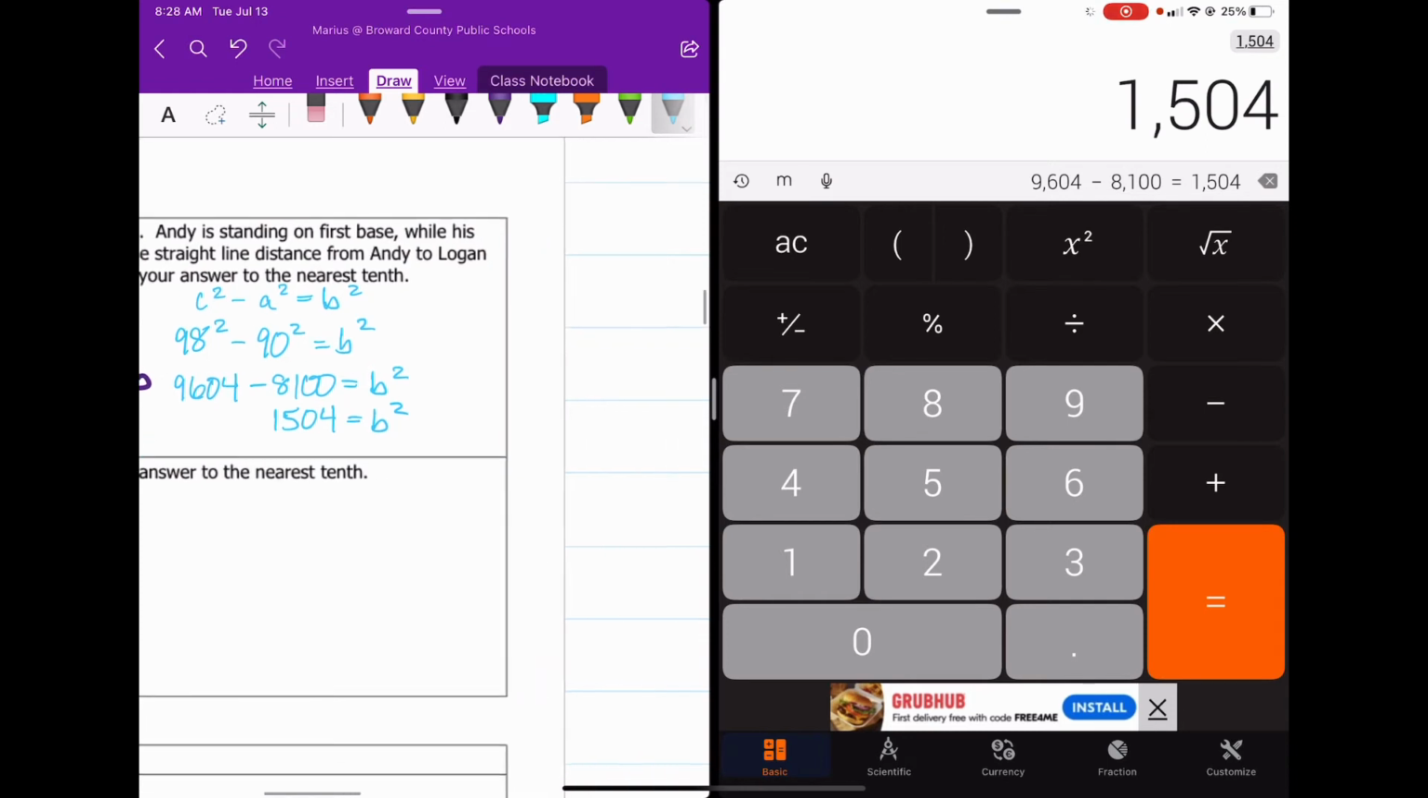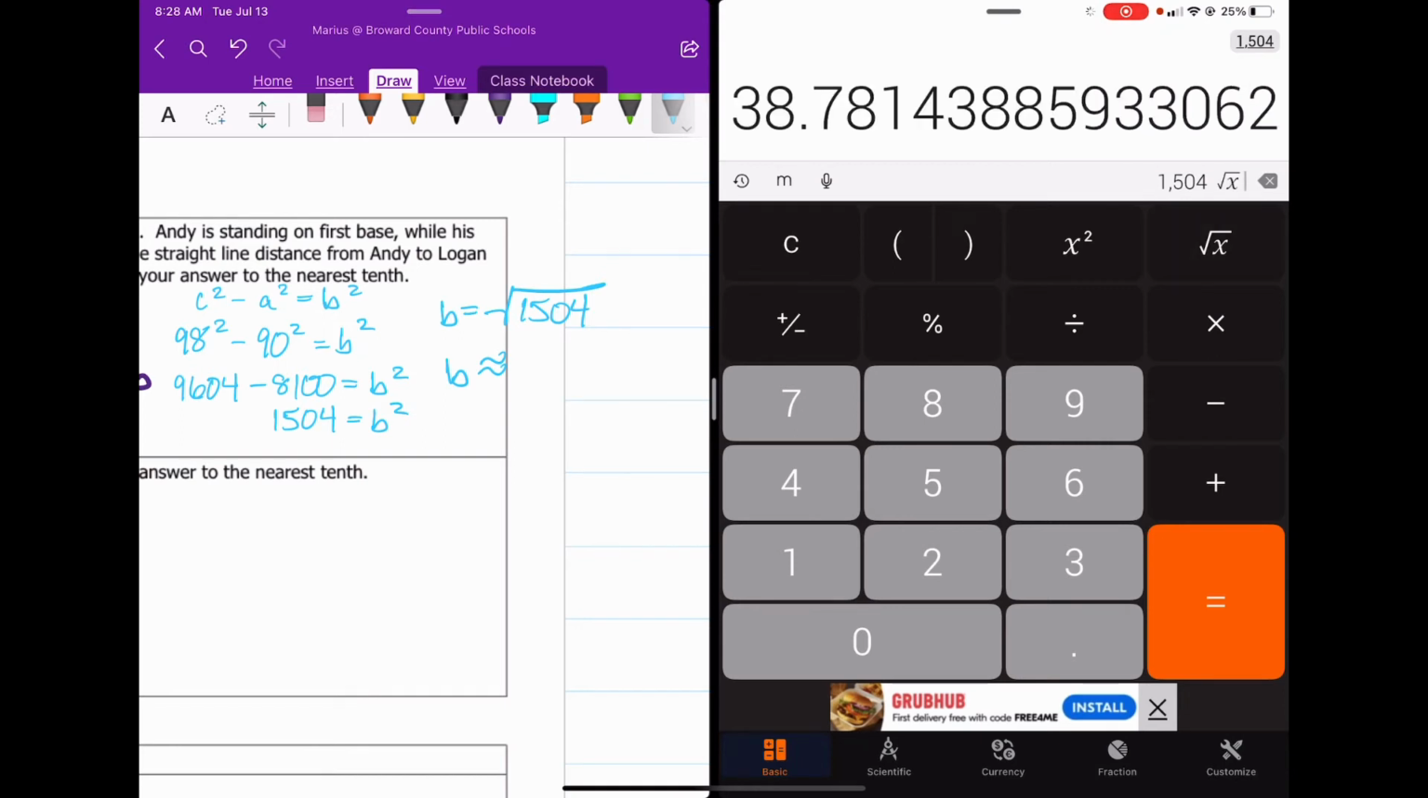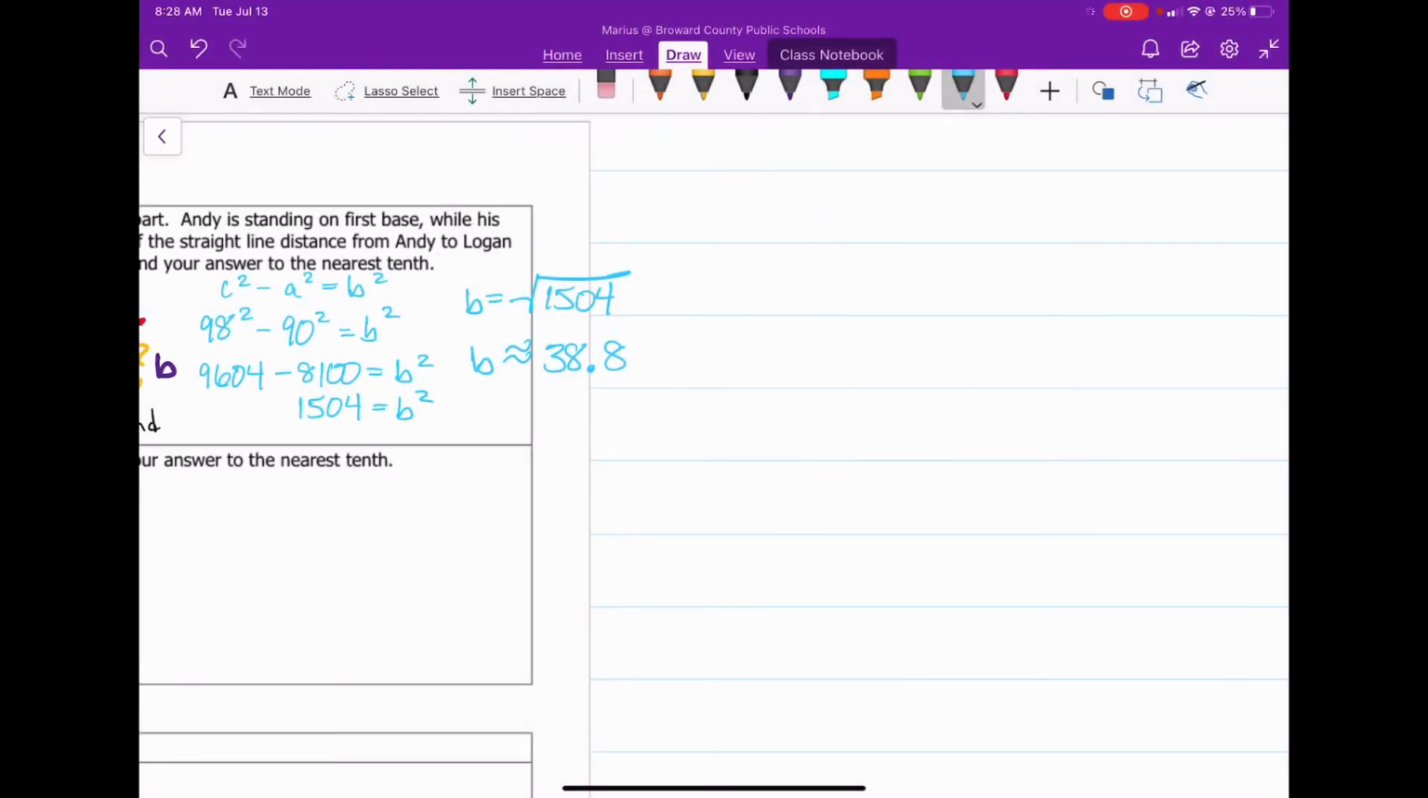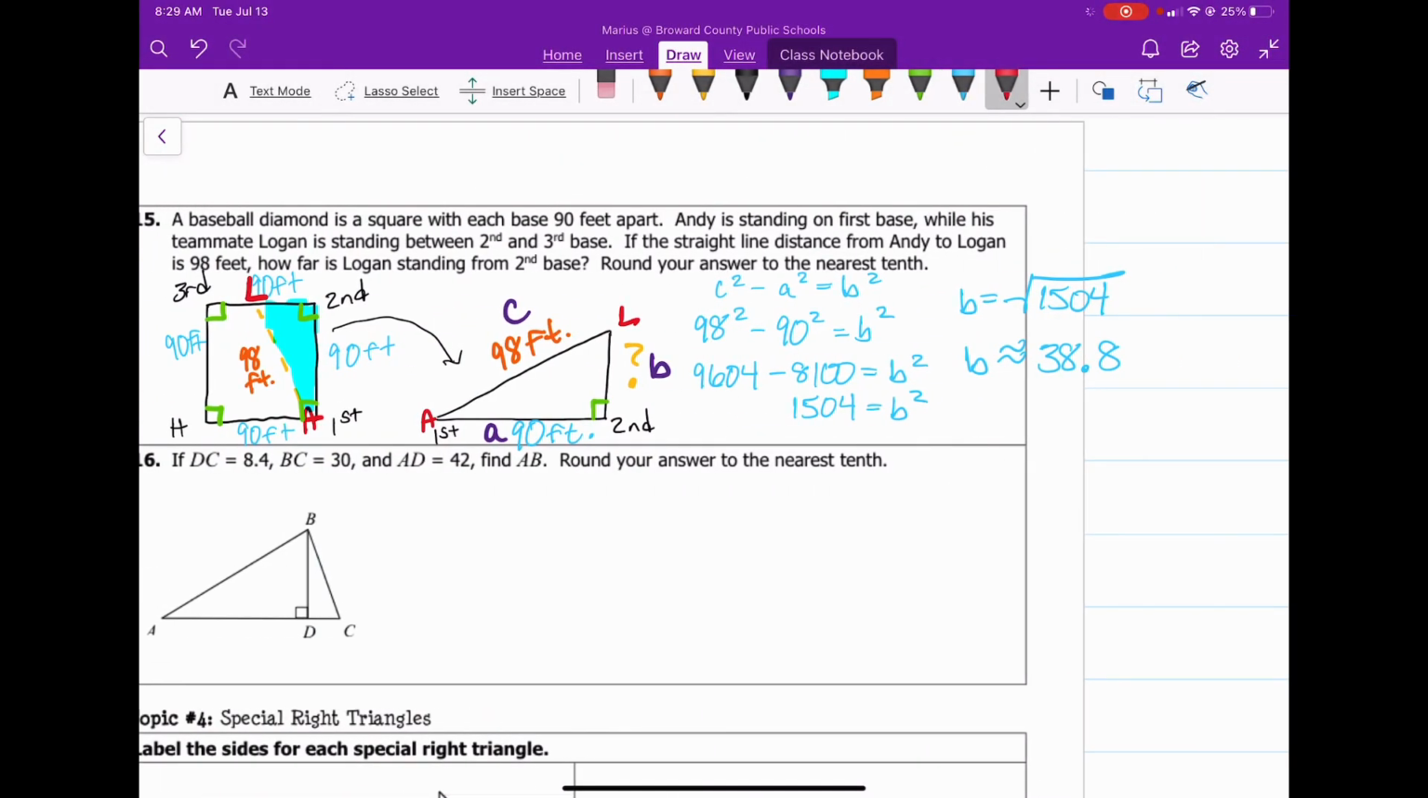Then in order to find b, b is equal to the square root of 1504. So b is approximately, I gotta take the square root, which is about 38 point, they said round to the nearest tenth. So we have 7, 8, we gotta round that 7 up to an 8. So Logan is about 38.8 feet away from second base. Okay.